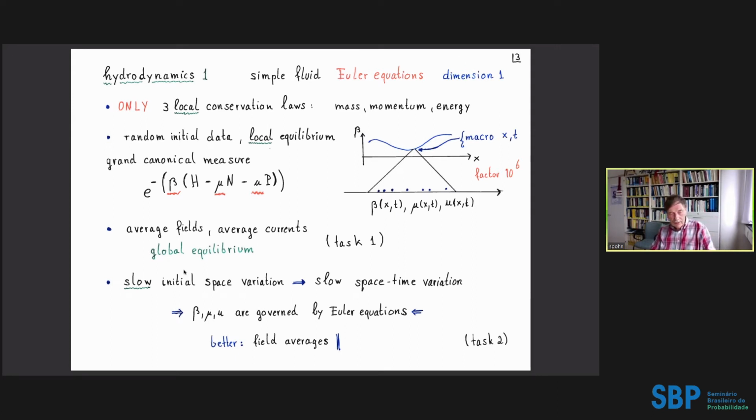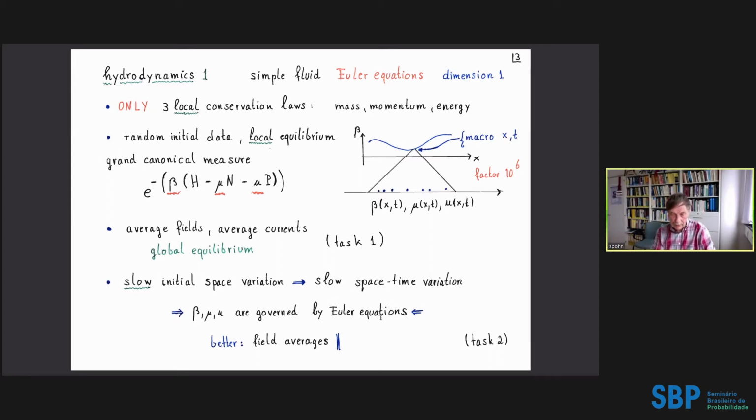But what I want to emphasize is that there's then a second dynamical problem, which I call task 2, which is of course much more difficult, namely assuming initially slow variation in space, prove that you have also slow variation in space-time. And these parameters, which depend now on x and t, are not just arbitrary parameters, but they are actually solutions of hyperbolic conservation laws, which, if I use appropriate variables, would be the Euler type of equations. So this is task 2.